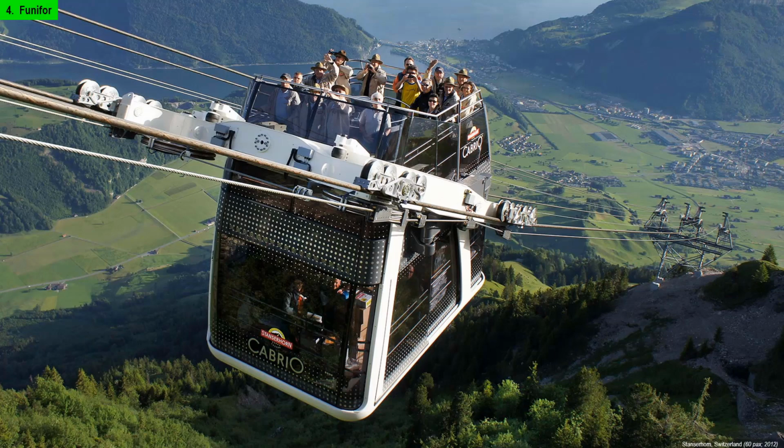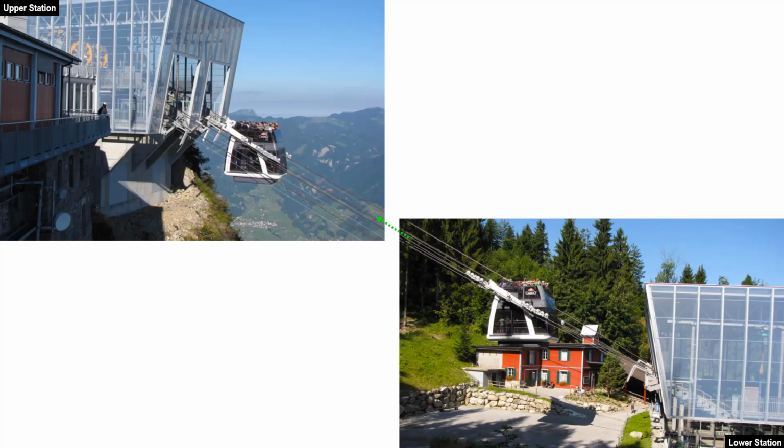This is a photo of a Funifor in Stanzerhorn, Switzerland. It can accommodate 60 passengers, with passengers choosing where they want to ride, namely on the lower deck or the upper deck. This is a slide showing photos of the upper and lower stations. The stations are walled in glass. This will allow the bull wheels and machineries to be seen by the public as an added tourist attraction.